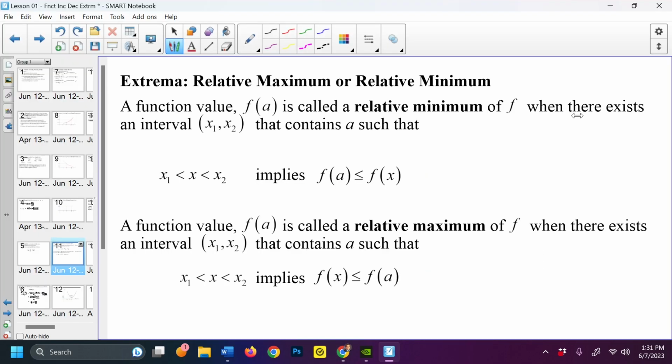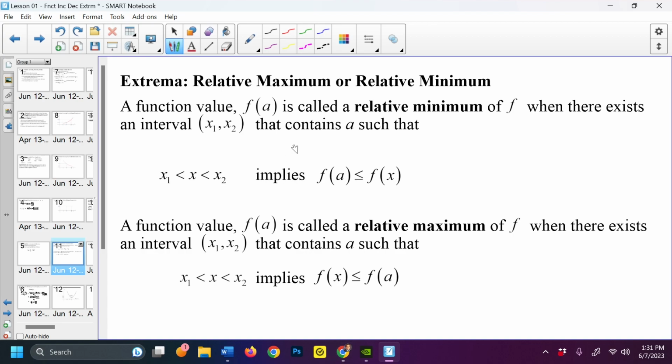Next, extrema, relative maximum or relative minimum. A function value f of a is called the relative minimum of the function f when there exists an interval x1 to x2 that contains a such that any x value between these two x's, a is always less than or equal to any value in between there.